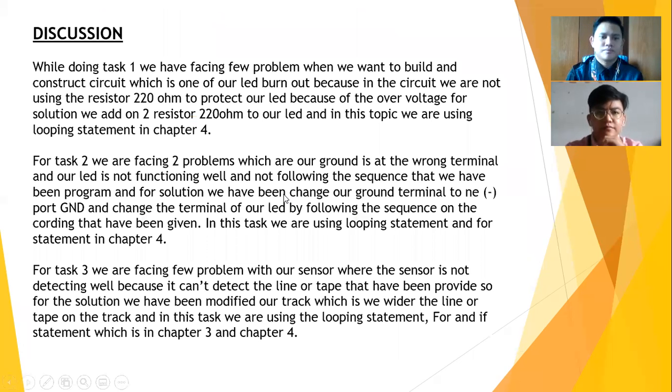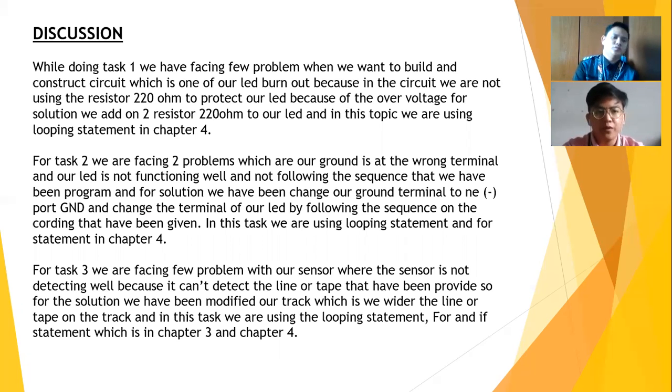Okay, for discussions. While doing task one, we faced a few problems when we built and constructed the circuit, which is one of our LEDs burned out because in the circuit we were not using the 220 ohm resistor to protect the LED from over voltage. For the solution, we added two 220 ohm resistors to our LEDs. And in this topic, we are using looping statements in chapter 4.